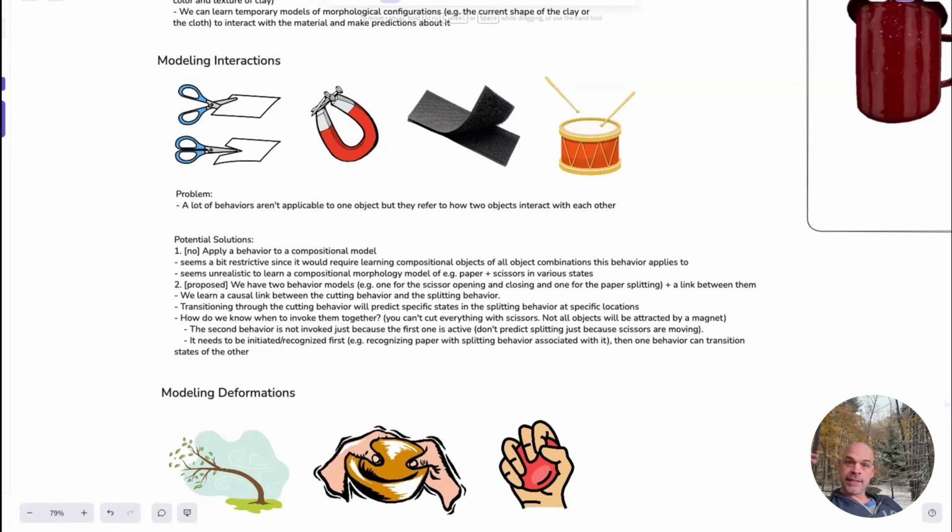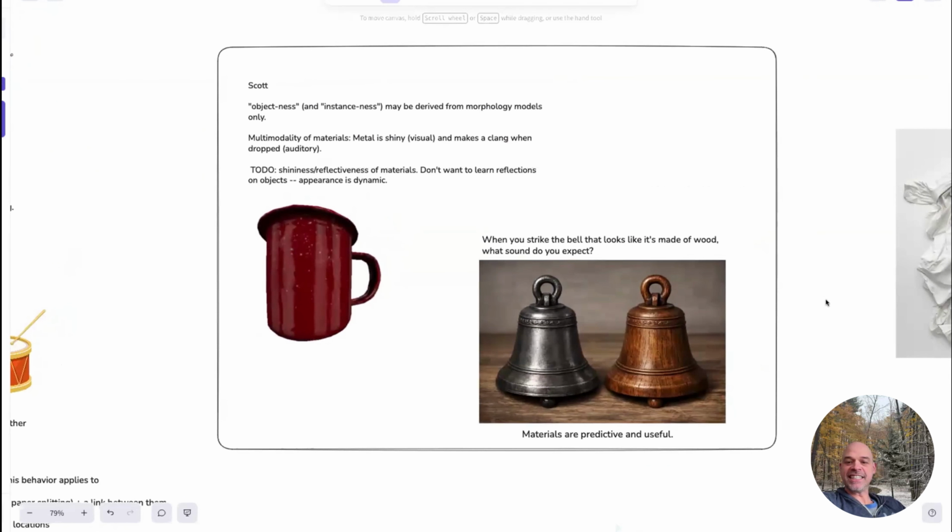I like the paper example because I think it nicely illustrates, when you say paper versus a sheet of metal or something, how materials are predictive of what will happen, and that's a very useful thing to know about the world. If you just scroll to the right a little bit, it segues right into this idea here, which is like a wooden bell. You've never seen this. You could strike it, and you can picture it's not going to sound like it's metal.